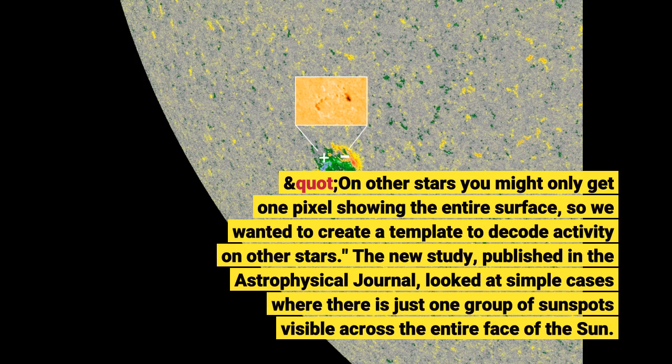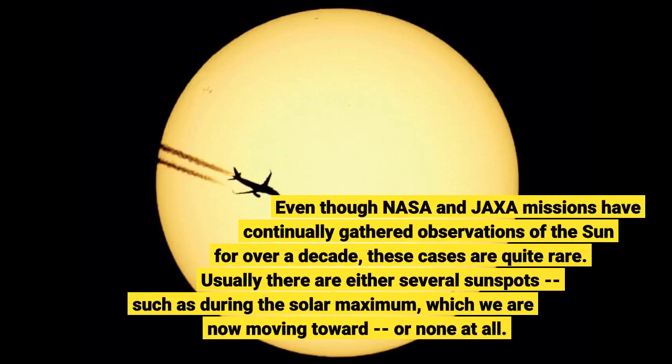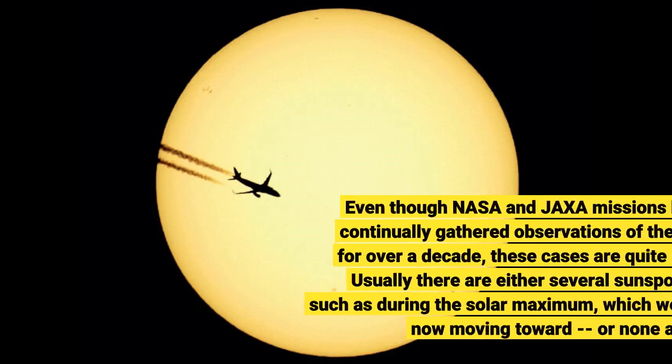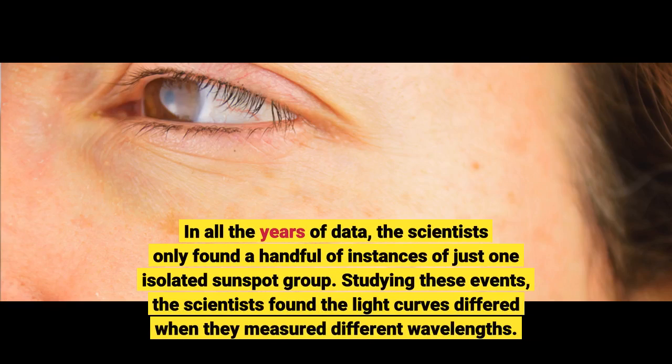The new study, published in the Astrophysical Journal, looked at simple cases where there is just one group of sunspots visible across the entire face of the Sun. Even though NASA and JAXA missions have continually gathered observations of the Sun for over a decade, these cases are quite rare. Usually there are either several sunspots, such as during the solar maximum, which we are now moving toward, or none at all. In all the years of data, the scientists only found a handful of instances of just one isolated sunspot group.